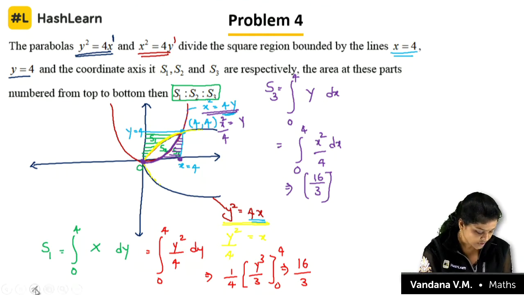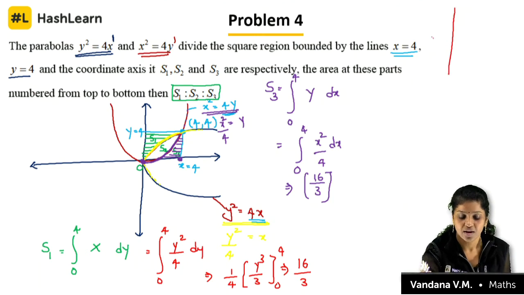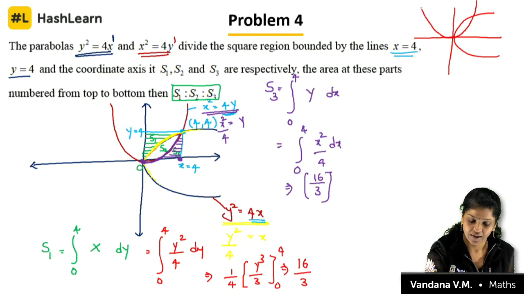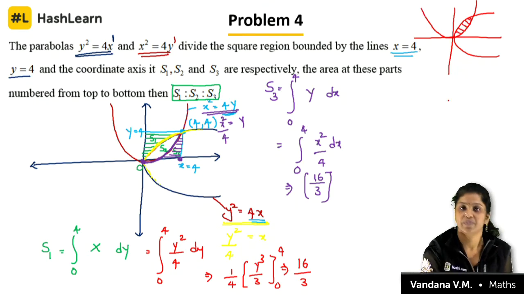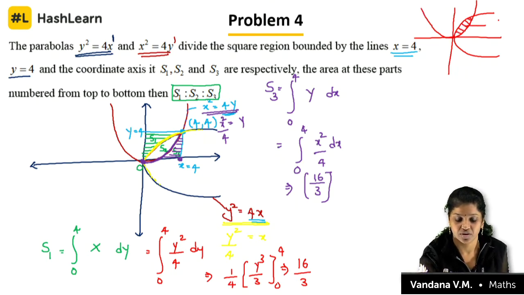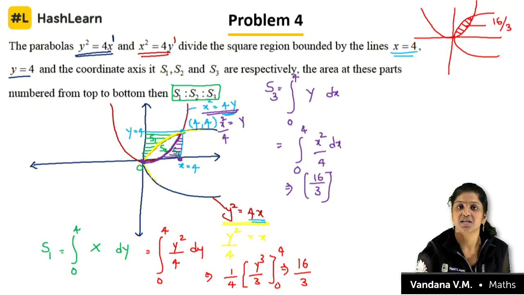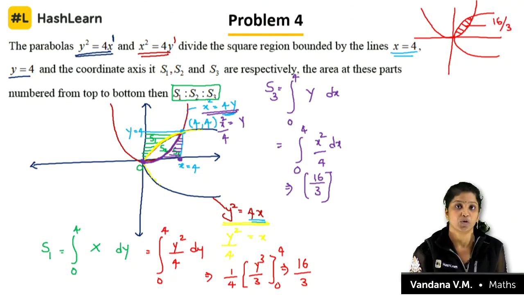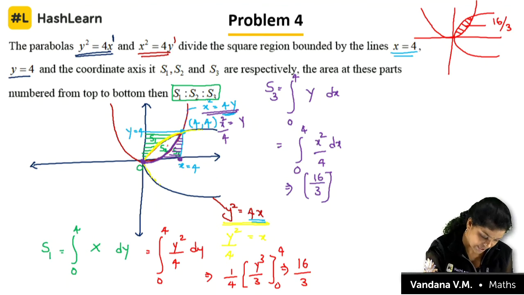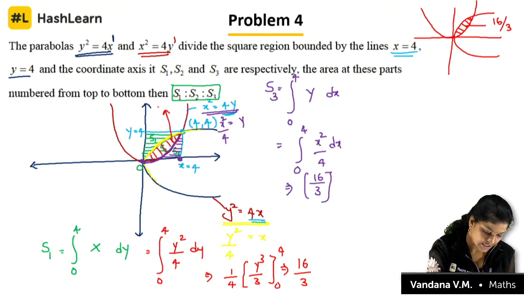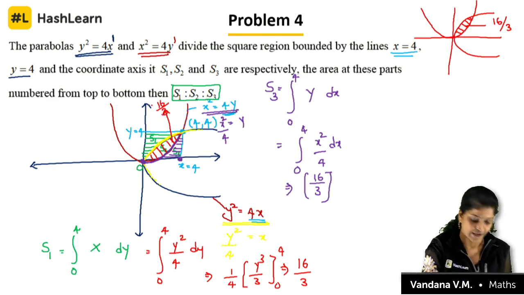Why did I not do the second one? Because it is a standard question. I told you already, when two parabolas are intersecting like this, if you want this area, what is that? The standard answer is 16 by 3 square units, 4a into 4b by 3. Here the a value is 1 and b value is also 1. Clear? So S2 is the standard question. This area I want, so it is 16 by 3 square units.